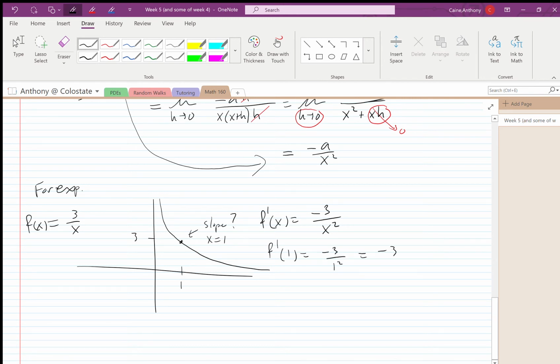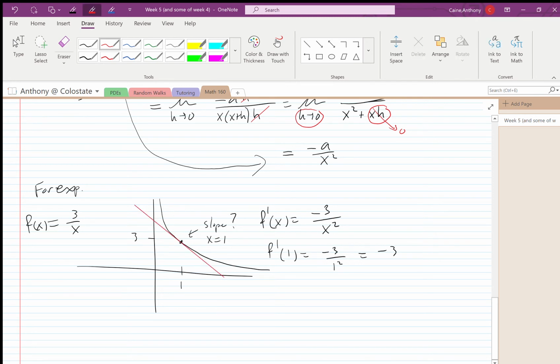So the slope of the secant line, or tangent line, sorry, at this point, which I need to move this down a little, move this up a little, you get it.